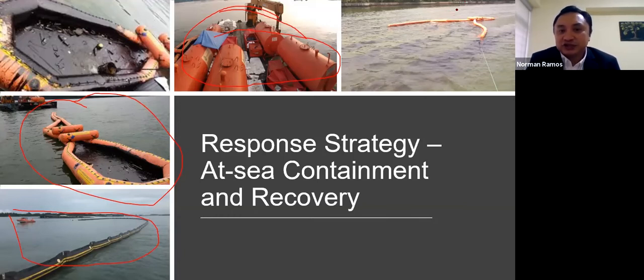Again, this photo shows the harbor buster once you have deployed it. And this photo shows the oil that we have collected, and also the debris together with the oil, during the at-sea containment and recovery. Although we prepared our tanks, we also have waste management kits for the oil solids.